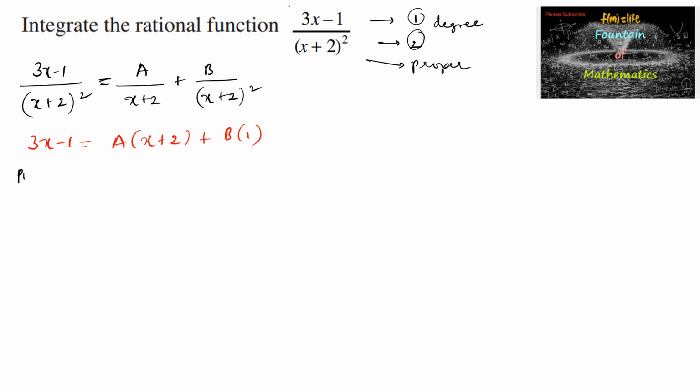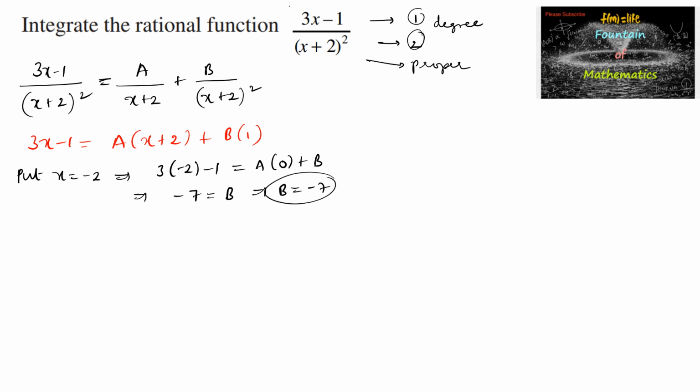By substituting, put x is equal to minus 2. So we'll get 3 times of minus 2 minus 1 is equal to a times of minus 2 plus 2, 0, plus b. So we'll get minus 6 minus 1, negative 7, is equal to b, or b is equal to negative 7.